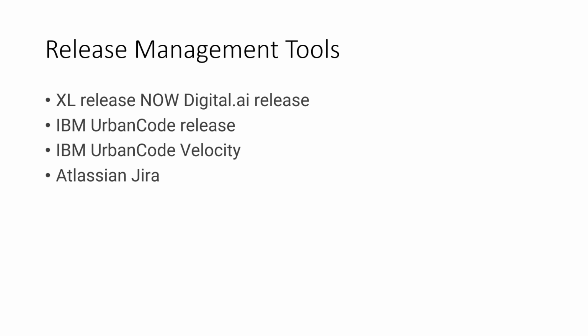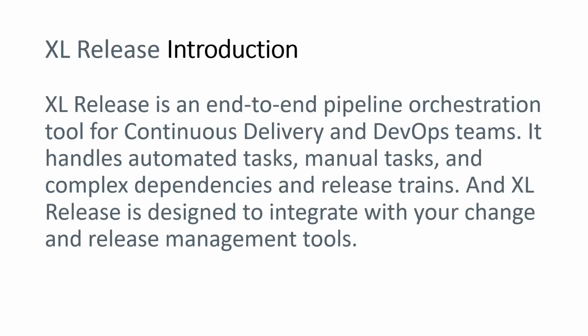In competition with them, there is a product called Urban Code Release, which was acquired by IBM. And we have Urban Code Velocity also acquired by IBM. And Atlassian also has a product, which is Atlassian Jira. So these are the products which we have for release management.